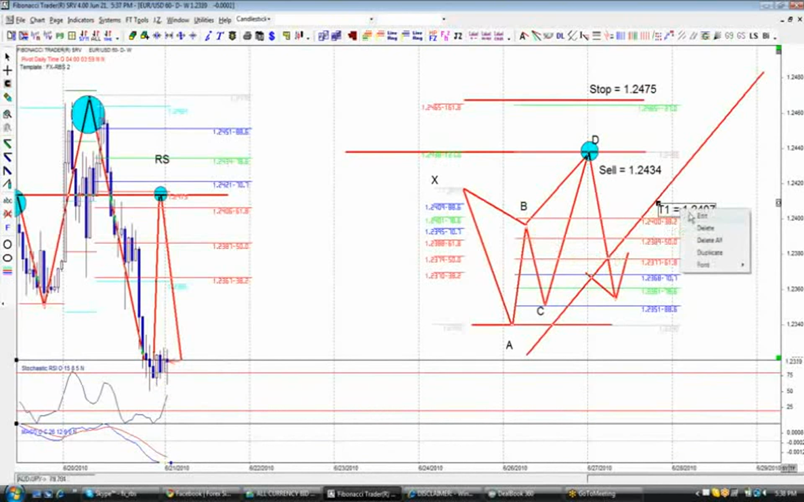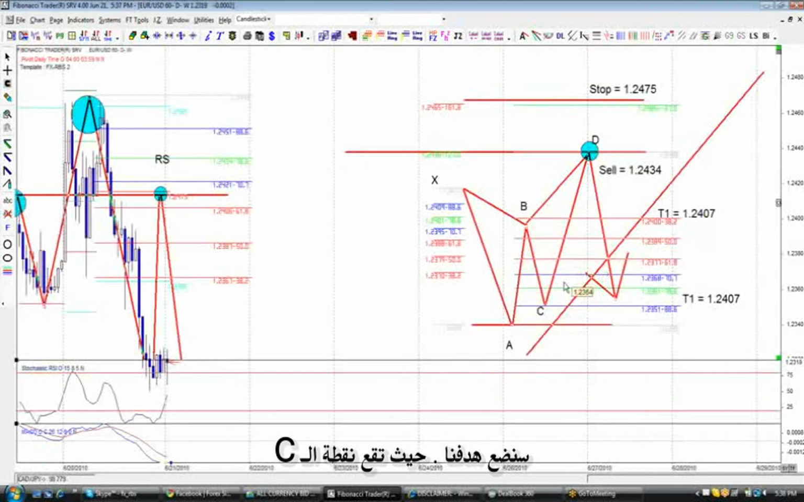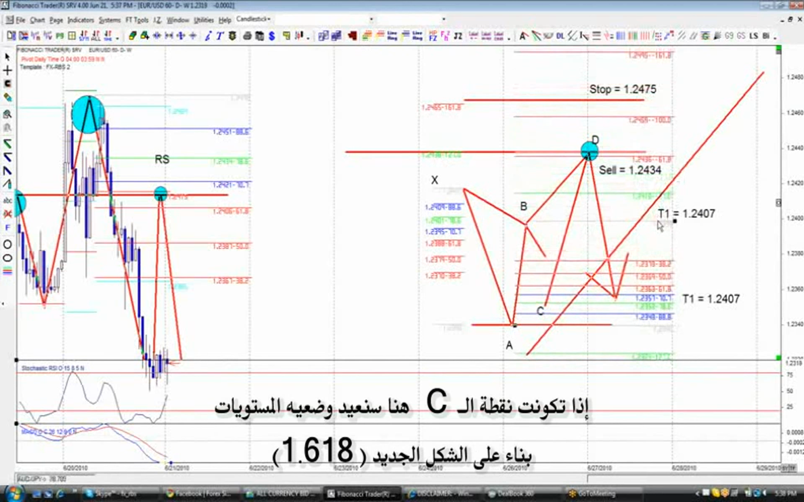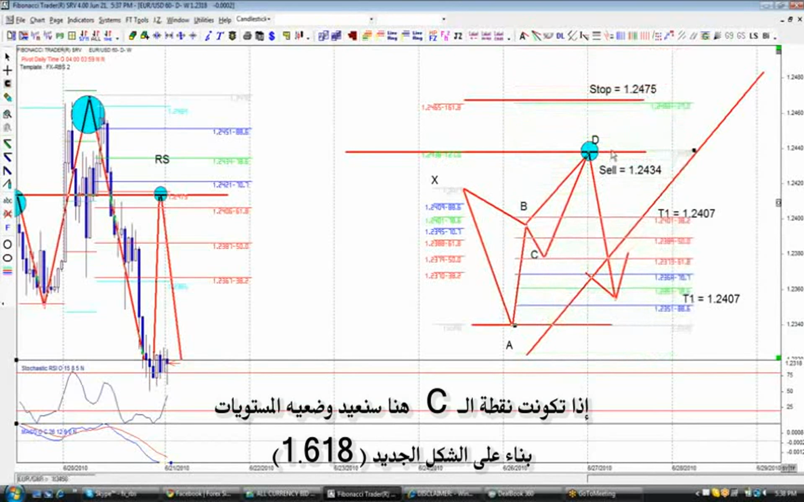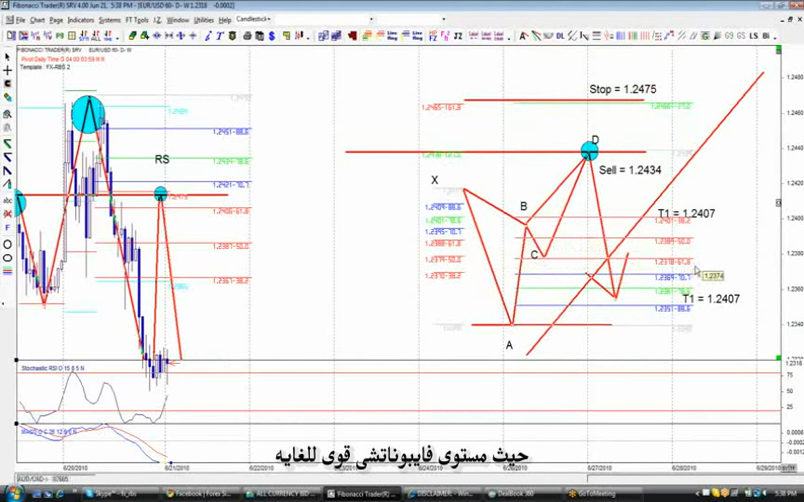Now next place where we want to take profit is based on where the C is formed. Now if the C was formed here at the 382, when we pull the new main swing, look how this 382 now becomes 618. Again, very, very strong fib level.